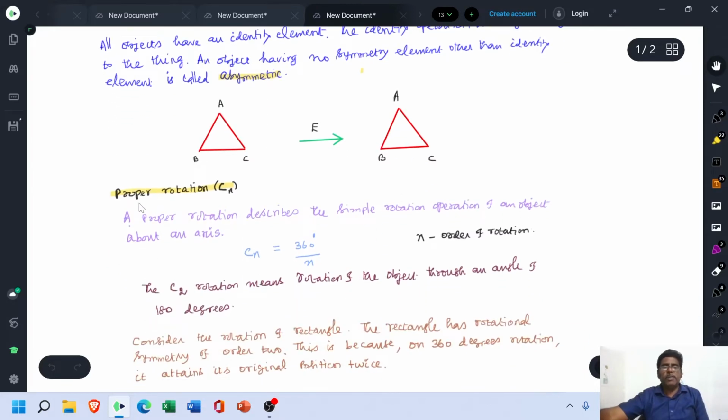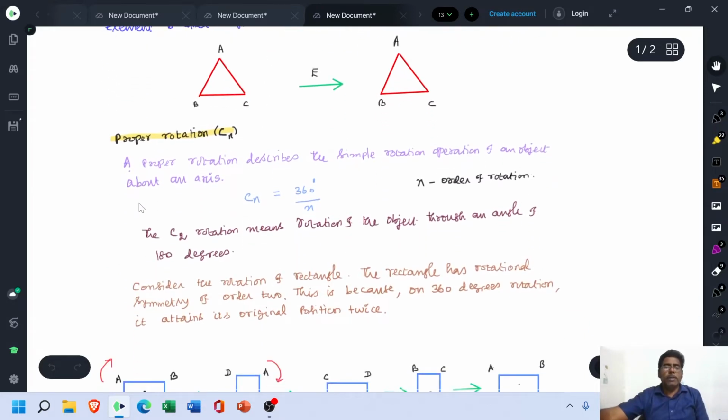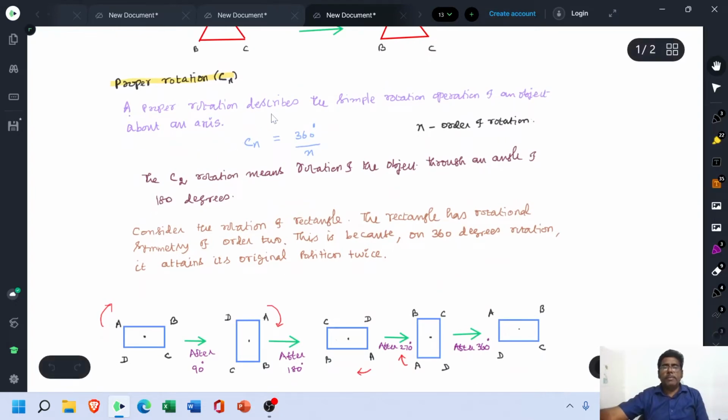Then next symmetric operation is proper rotation. A proper rotation describes the simple rotation operation of an object about an axis. Then the rotation angle is 360 degree divided by n. C suffix n is equal to 360 degree divided by n. N specifies order of rotation. If you say C2 rotation, the C2 rotation means rotation of the object through an angle of 180 degrees. If you put n here, 360 by 2 is 180. So C2 is 180 degree.